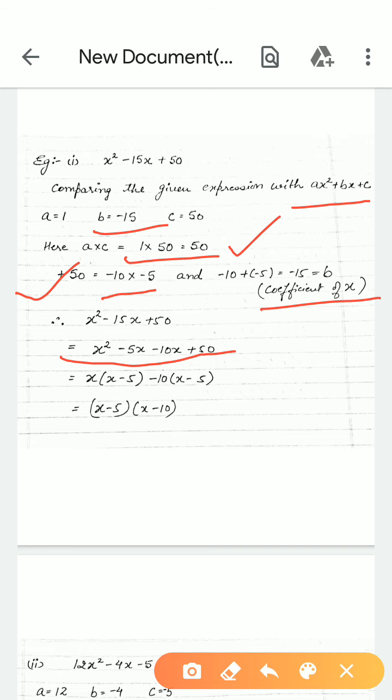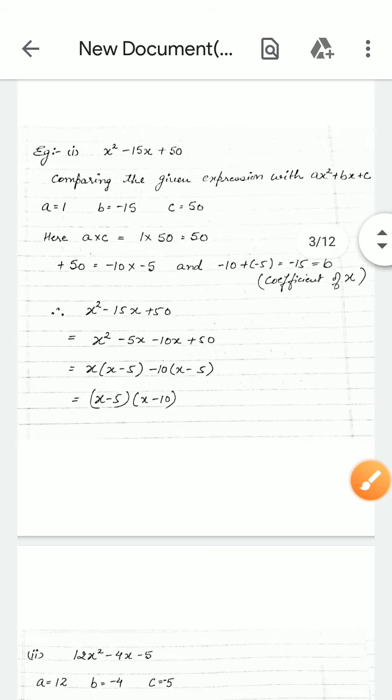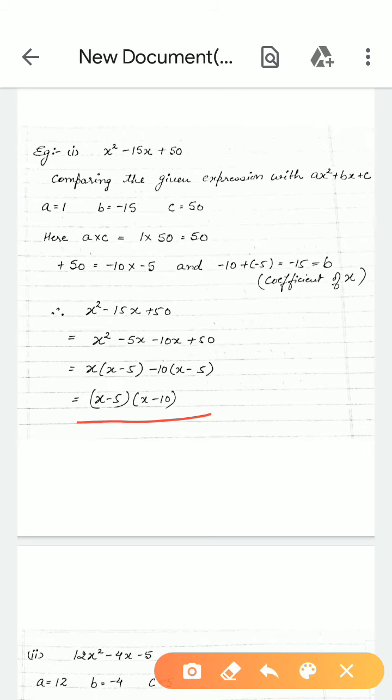Taking x common from the first two terms, we have x outside the bracket, x minus 5. Similarly, from the last two terms, we can take minus 10 common, bracket x minus 5. So x minus 5 is the common factor in the whole expression. Taking x minus 5 as one bracket and x minus 10 as the other bracket, the given expression can be factorized as x minus 5 and x minus 10.